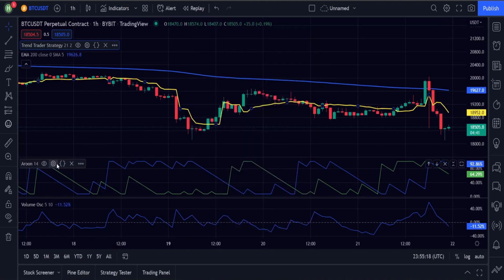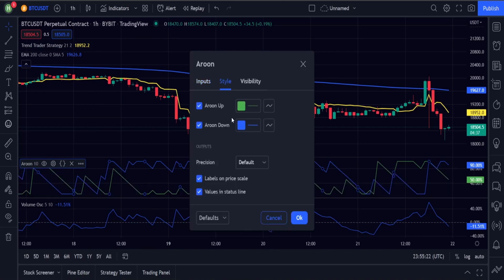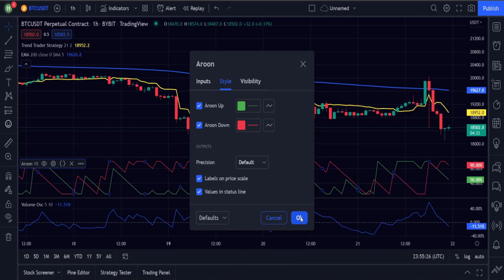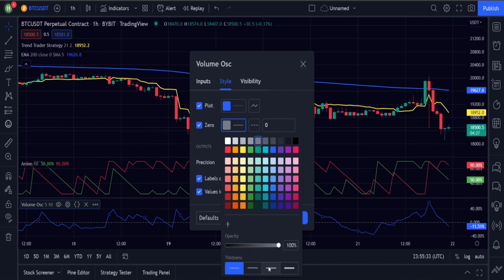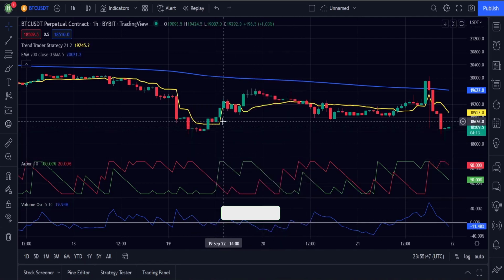After this, let's adjust the settings for Aroon indicator. In inputs, we'll change the length from 14 to 10, and in style, we'll change Aroon down color to red. And lastly, let's do some slight adjustments to our volume oscillator. First, we'll make this line a bit thicker, and change this from a dash to a regular line. Also, we're not going to change the inputs. So now our chart is all set.